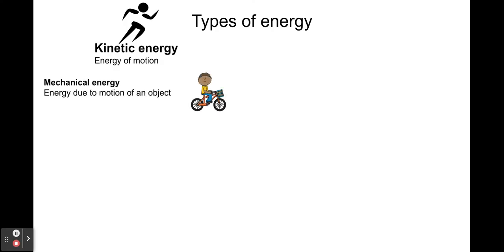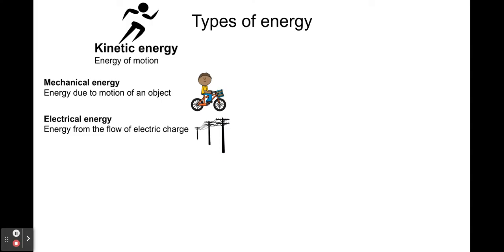Moving on to energy, I want to start by giving you a bunch of examples of the two different kinds of energy. We tend to sort energy into two categories. The first category is kinetic energy, which is probably what you think of when you think of energy. This is the energy of motion. Within the category of kinetic energy, we've got mechanical energy, the energy due to the motion of an object. A moving bicycle has mechanical kinetic energy. Electrical energy, the energy from the physical flow of electrical charge.